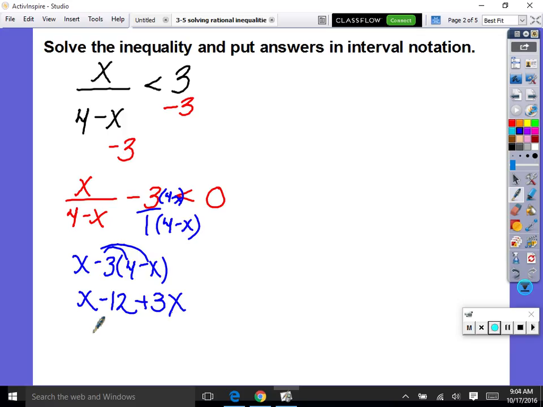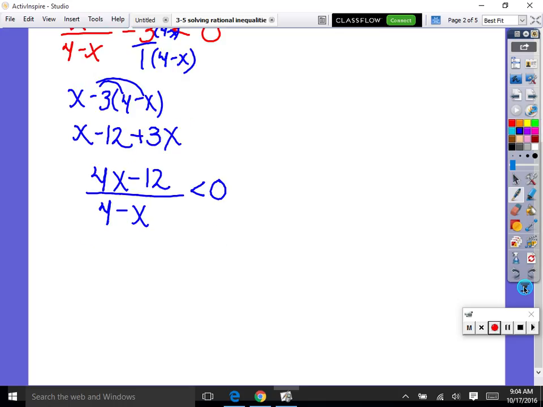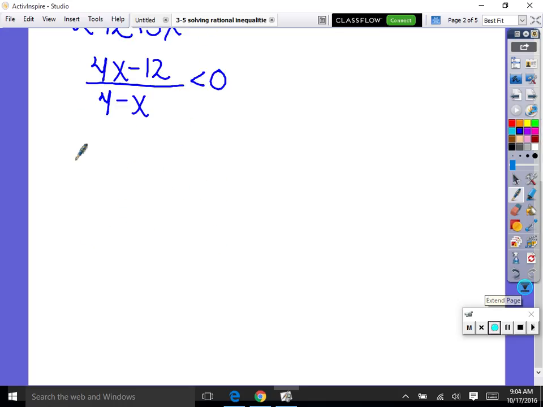So isn't that 4x minus 12, right? Over 4 minus x. I'm going to write that down. Over 4 minus x, and that's less than 0. Now we can see if this simplifies, so let's do that just for kicks and giggles. On top, we would factor out a 4. Left would be x minus 3. And on bottom, we have 4 minus x. So nothing divides out, correct?